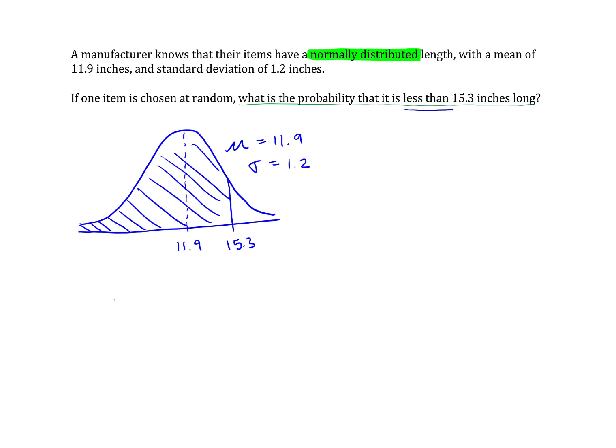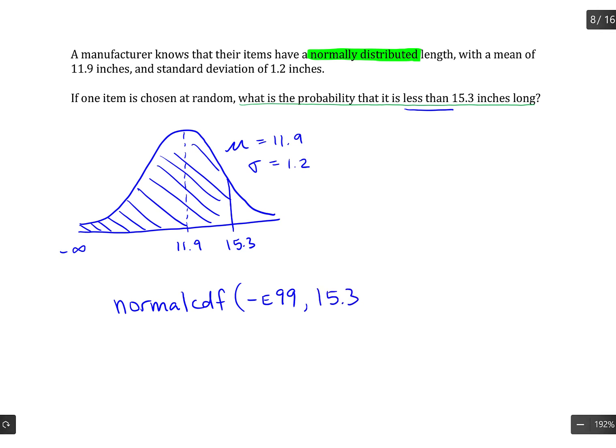Now, to figure out what that area is, that's the probability, is the area under the curve. We are going to use the function in the calculator, normal CDF. And normal CDF can take up to 4 inputs. The first two are the lower bound of your shaded region, which in this case would be negative infinity because we shade all the way as far left as we can go. But what I'll put there is negative e to the 99 when I type that into the calculator because we just need something really small. There's no infinity key on the calculator. The upper bound is 15.3.